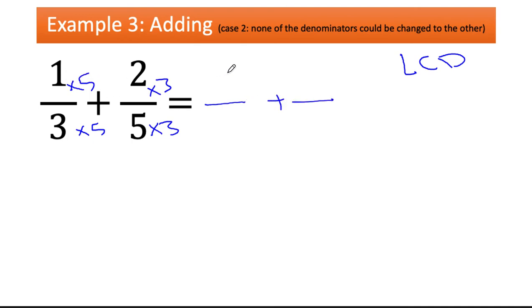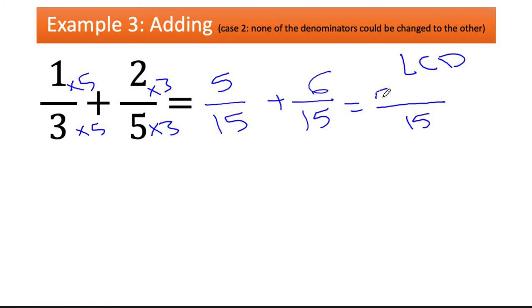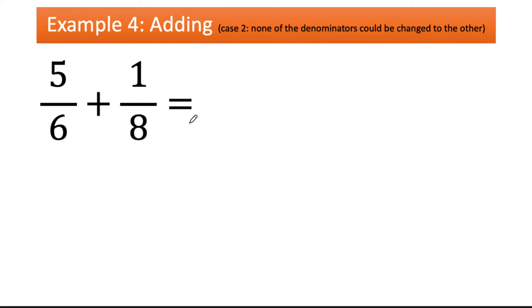1 times 5 is 5, 3 times 5 is 15, 2 times 3 is 6, and 5 times 3 is 15. Now we have the common denominators, so we can add, putting 15 here, 5 plus 6 here, which is 11 over 15. And don't forget each time to ask yourself, can we simplify? No, so that's it. Now let's look at this question.